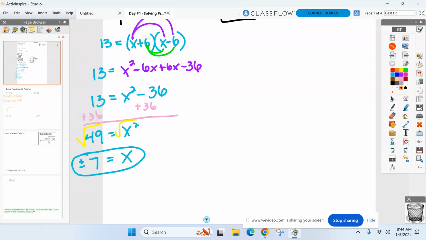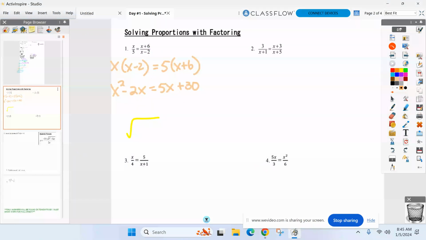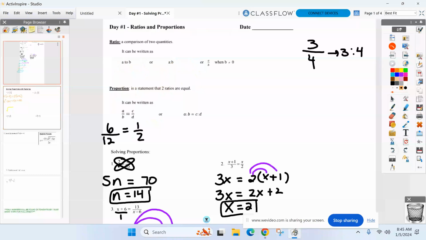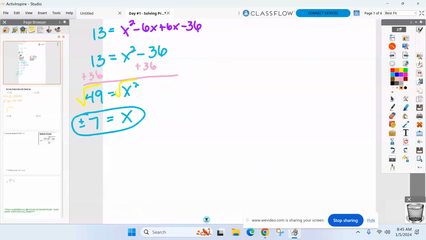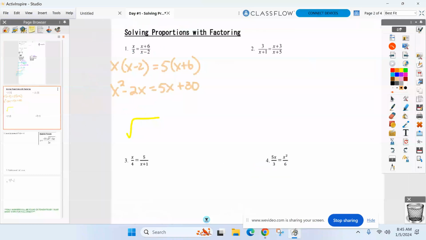Ooh, what do I have this time, though? An x squared and an x. So that tells me if it's not x squared by itself, I can't square root. Instead, we're going to factor this beast. All right, we are going to factor here. So let's review how to factor.